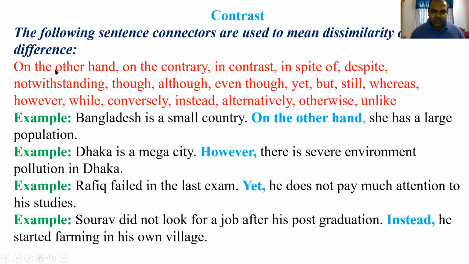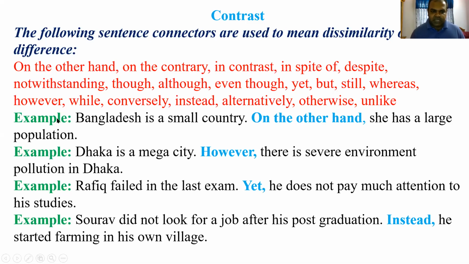And the sentence connectors of contrast are, on the other hand, on the contrary, in contrast, in spite of, despite, notwithstanding, though, although, even though, yet, but, still, whereas, however, while, conversely, instead, alternatively, otherwise, unlike. All these sentence connectors are used to mean dissimilarity or difference. Let us now give some examples.